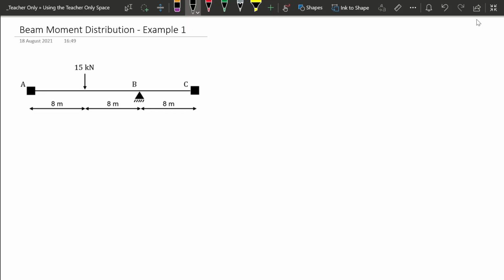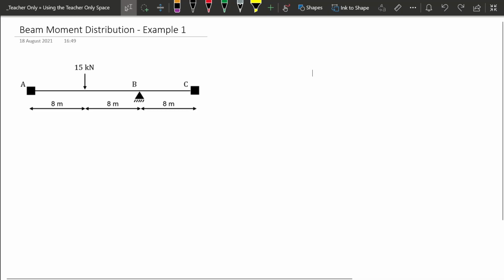Hi everyone, this video is the solution for example 1 of the topic of beam moment distribution. So we're going to be solving this simple structure. There's 3 nodes, A, B, and C. A is fixed, B is pinned, and C is also fixed. And between A and B there's a load of 15 kilonewtons.